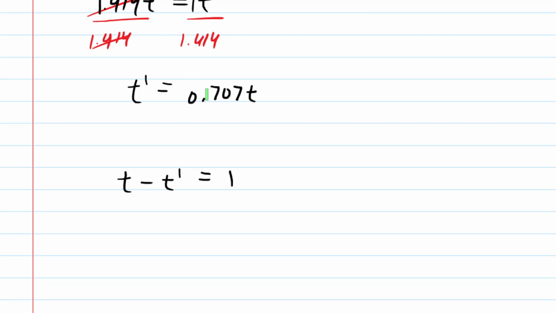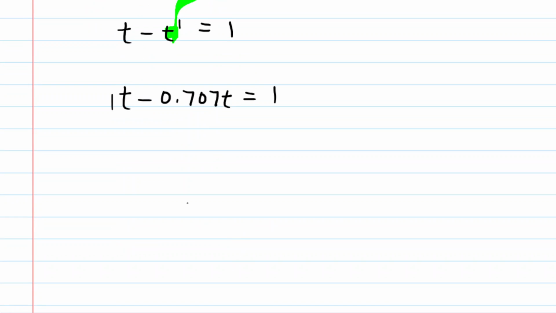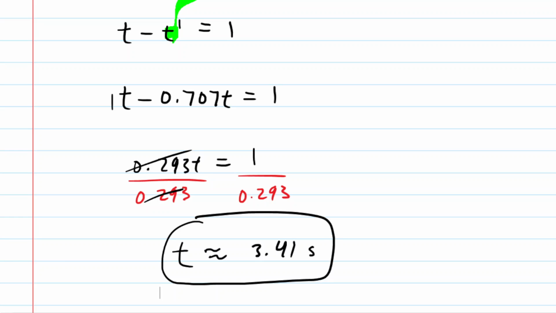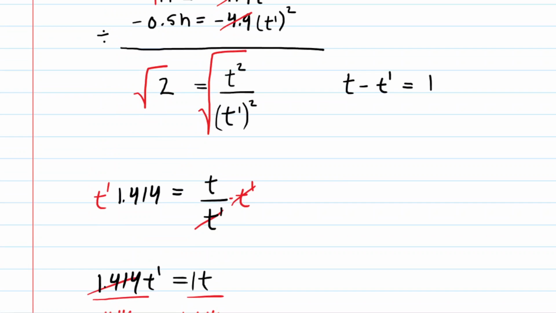So what we'll do is a little substitution now. We'll take this value for t prime and we'll plug it in right there. Now, on the left side, we can combine the like terms. We have 1t minus the 0.707t. This gives us about 0.293t. And then just divide both sides by the 0.293. And when you do that, you will find that t is approximately 3.41 seconds.